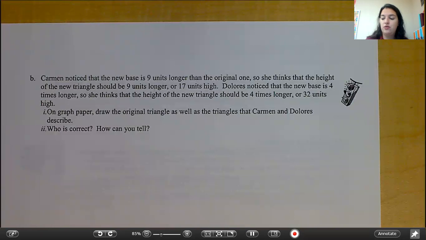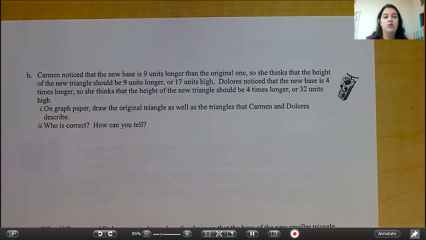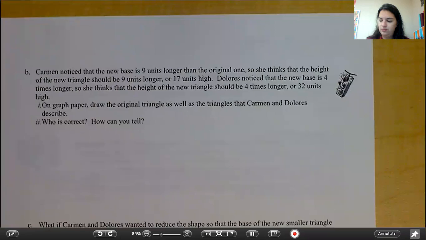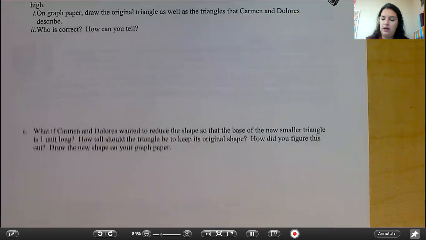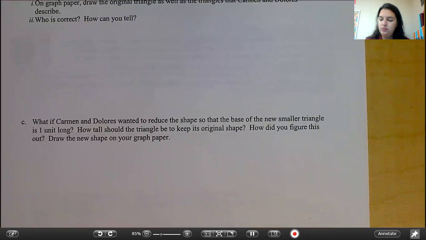Okay, if you're back, you've drawn your triangles, so make sure that you, again, if you have not already, pause the video and answer question 2. Who is correct? How can you tell? Okay, if you are back with me, you finished all of Part B, and we're going to save that and talk about it in class.